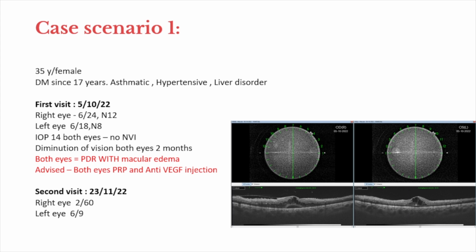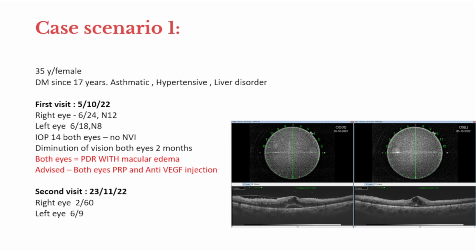First visit was on 5th of October. She had complaints of diminution of vision in both eyes since the last 2 months. On examination, there were NVs seen in both eyes, along with OCT finding of diabetic macular edema in both eyes. So both eyes PDR with macular edema was diagnosed, and she was advised to undergo PRP in 3 sittings in both eyes, and anti-VEGF injection was given in both eyes.